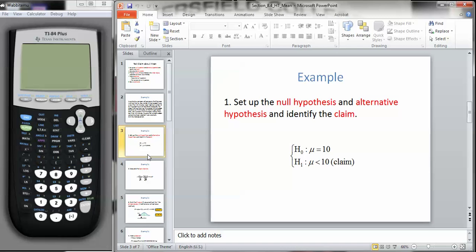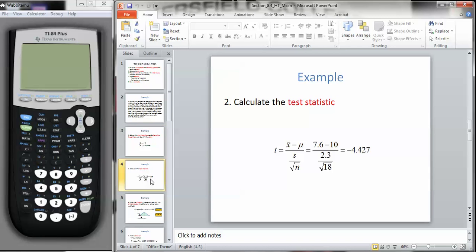Okay. So now for the hypothesis. The claim is that the mean waiting time is less than 10 minutes. And because it's a strict inequality, less than, that will be put under the alternative hypothesis. So the null hypothesis will be equals, so mu equals 10. So this is our hypothesis.